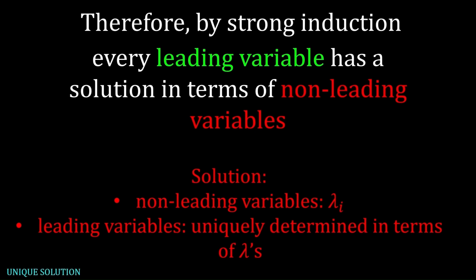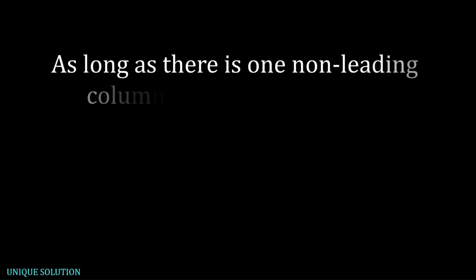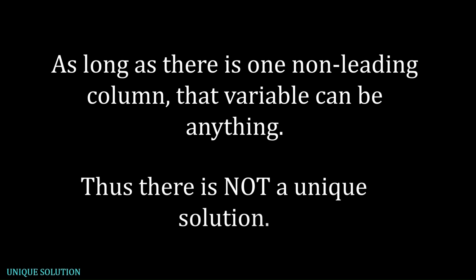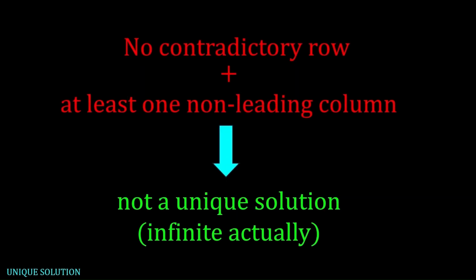There's not really any room for those leading variables. But the non-leading ones, we can choose those lambda i's to be really anything we want. Because there's infinitely many possibilities for these non-leading variables, as long as you have at least one, there are actually infinite solutions we can generate. So we've proven that if you have a non-leading column, you have a non-unique solution, provided no contradictory rows. And by contrapositive, we've proven this direction.